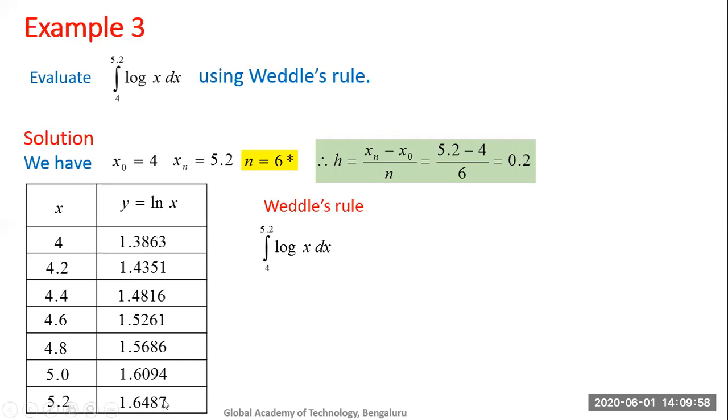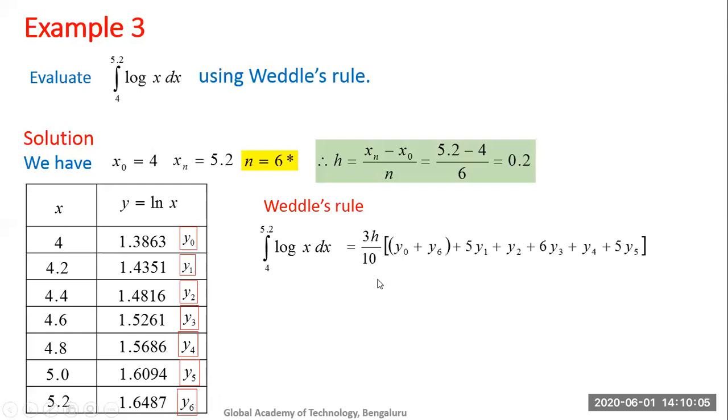For that, first label the values of y. So we have y0 to y6 here. And Weddle's rule is 3h by 10, y0 plus yn. Once again, yn is y6 here, so y0 plus y6. For the remaining, the coefficients are 5, 1, 6, 1, 5. So 5y1 plus y2, 6y3 plus y4 plus 5y5. 5, 1, 6, 1, 5. So if we have n equal to 6, it ends with 5y5.